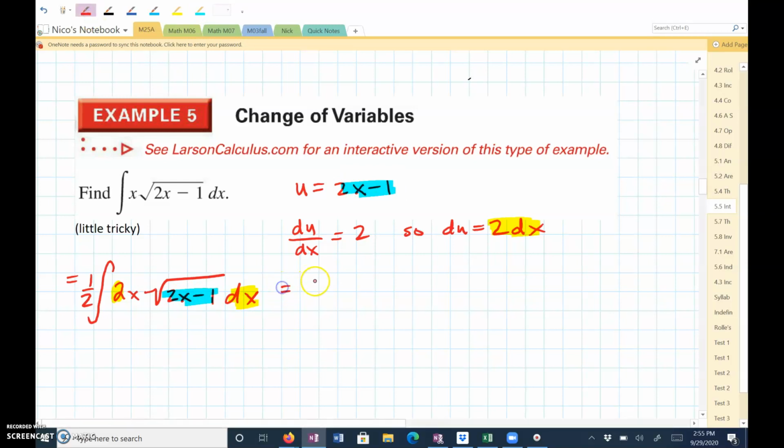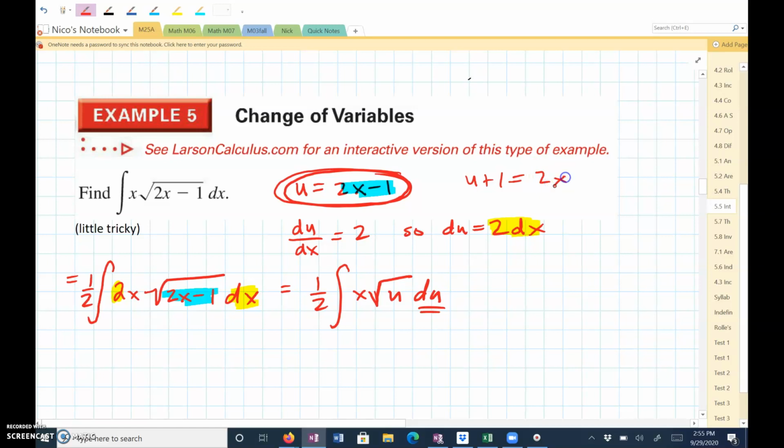So now this is going to be equal to 1/2. The 2 and the dx, that became du. So it's going to look like this to start. So now the problem is this is with respect to u, and there's an x there. So I need to get rid of that x somehow. I can use this guy to solve for x. So I can rewrite this as u plus 1 equals 2x, where x would equal u plus 1 over 2.